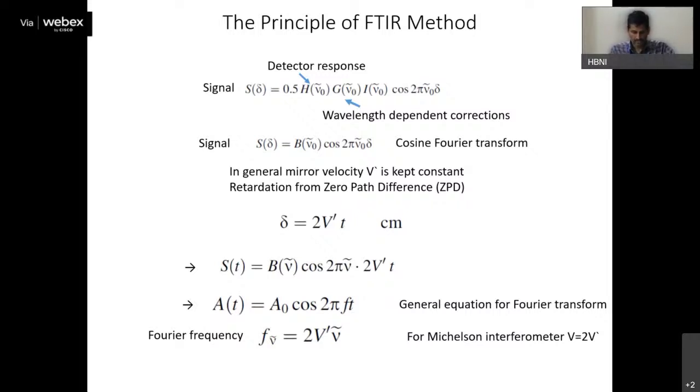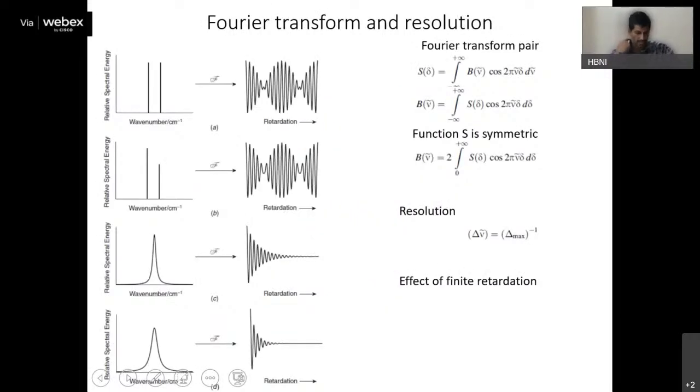But in general, in a commercial system, the measurement is done with the mirror having a constant velocity. Since the velocity is constant, you can convert the retardation delta in terms of time. Then you can put this delta in this equation, and you get an equation similar to the cosine Fourier transform between time and frequency. You can compare these two equations and get the Fourier frequency. So Fp is 2V prime, this one.